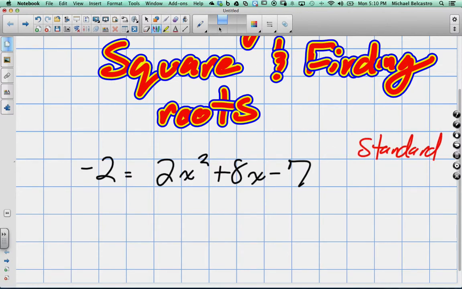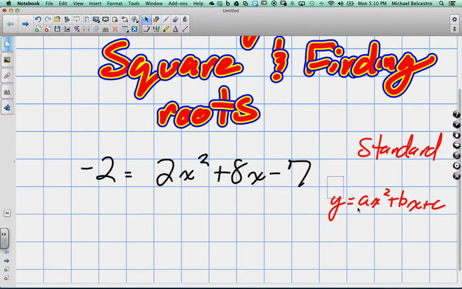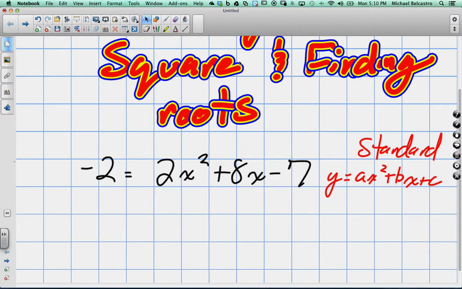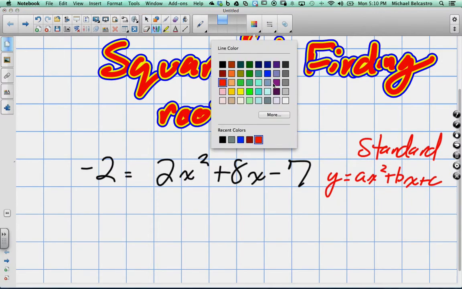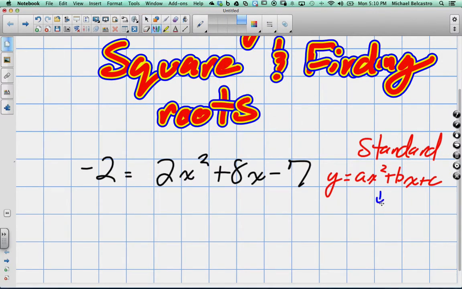Standard form is when you have, I'm going to write it in red for now, y equals ax squared plus bx plus c. Do you remember this form? And completing the square, I'll make some room here, is when we go from our standard form to our vertex form, which is y equals a(x minus h) squared plus k.